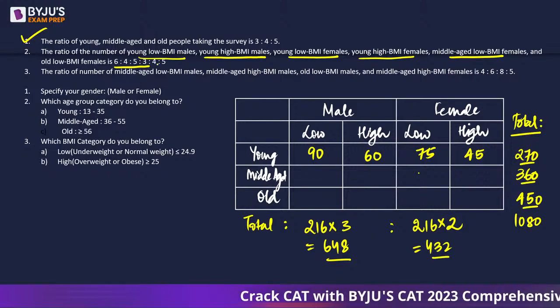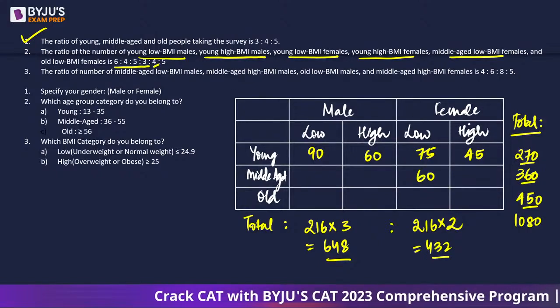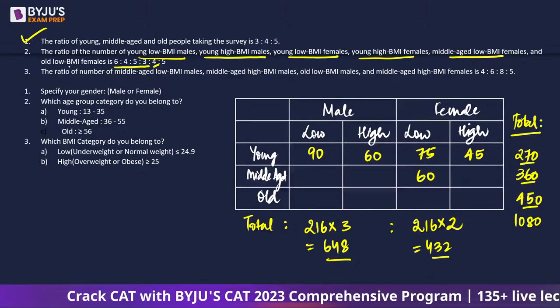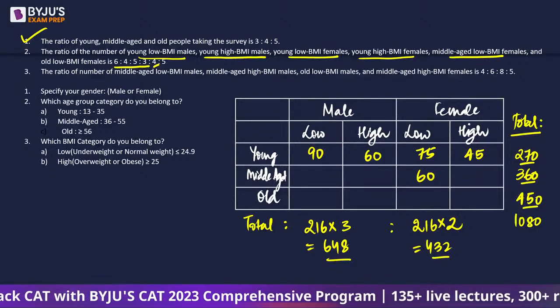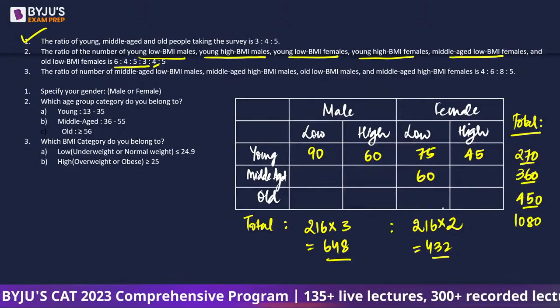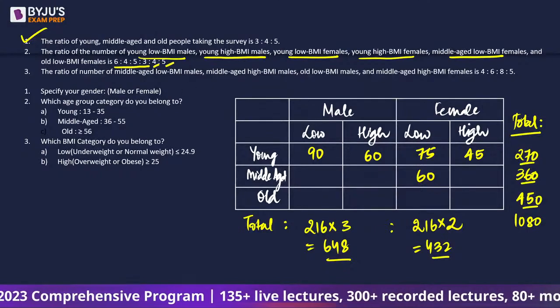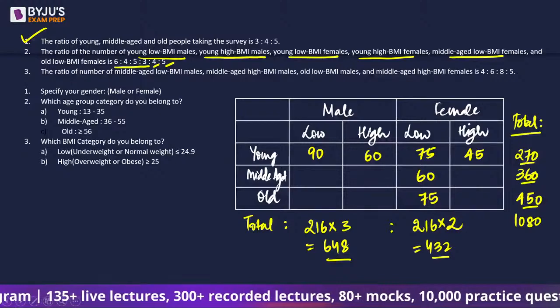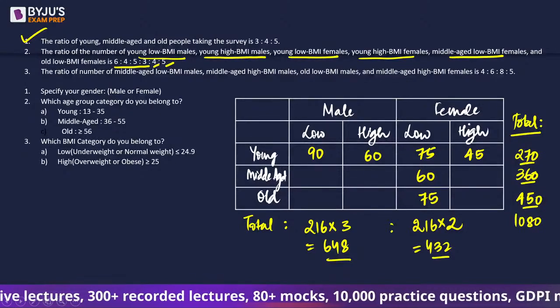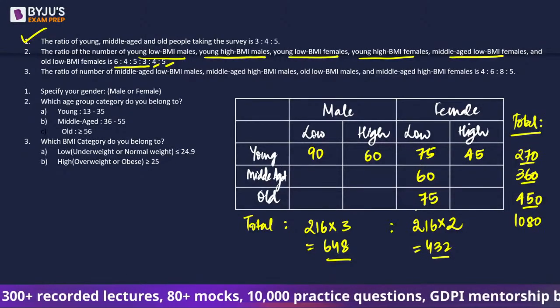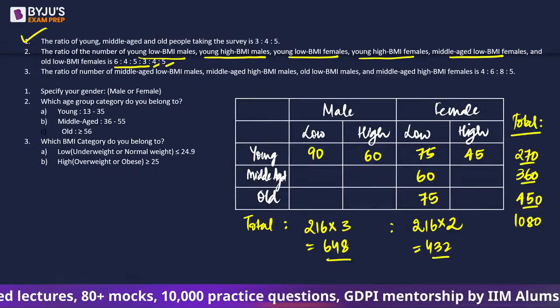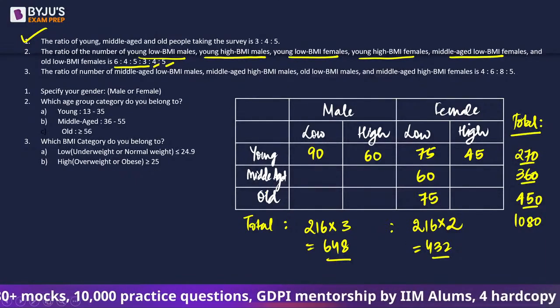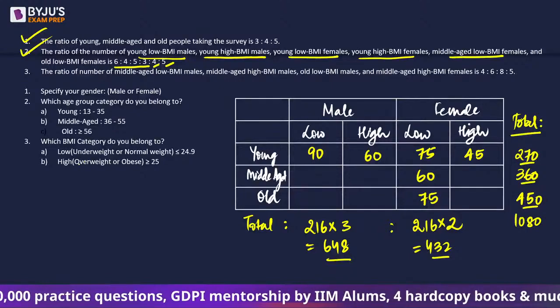is going to be 4x, which will result in 60, and old low BMI females is going to be 5x, which is going to be 75. Okay, so this is what we have for low BMI females in the three categories. Done with the second statement.